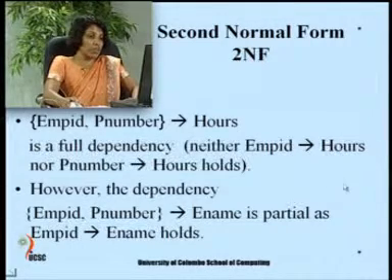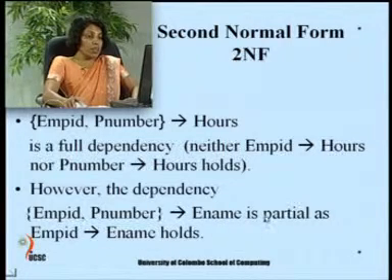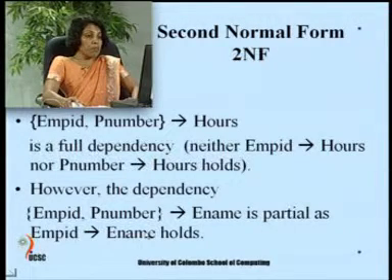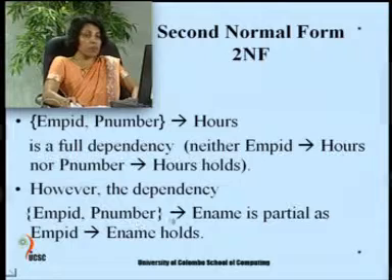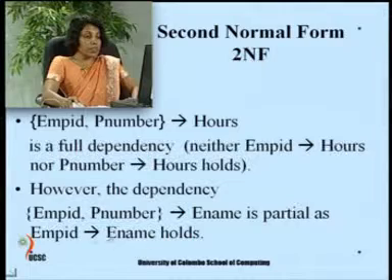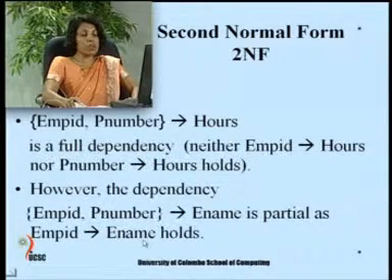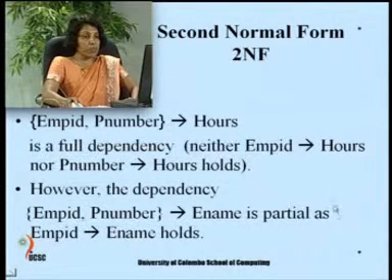However, if we consider the dependency where employee ID and project number are the determinant of employee name, it can be considered a partial dependency, as employee ID could be the only determinant of employee name. Even if you take project number out, this dependency holds, that is, employee ID is the determinant of employee name. So, that is known as the partial dependency.